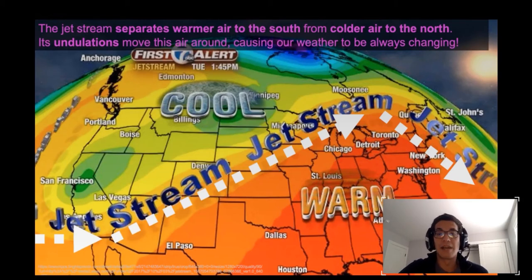And in the summertime, we're generally on the warm side of the jet stream. In the wintertime, we're generally on the cold side of the jet stream. And in spring and fall, we may be on either side of the jet stream at any given time. So it's really important for our weather changing both during the course of a year, but also from day to day or week to week.